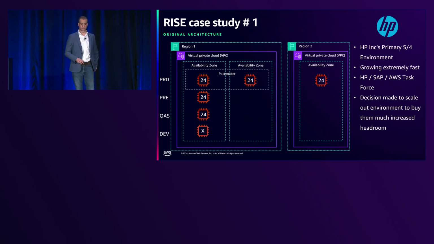So we have HP Inc.'s primary S/4 environment. It was originally built on a 24 terabyte scale-up, and it was growing extremely fast. So we established an HP, SAP, and AWS joint task force, and a decision was made to scale out that environment to gain much increased headroom.